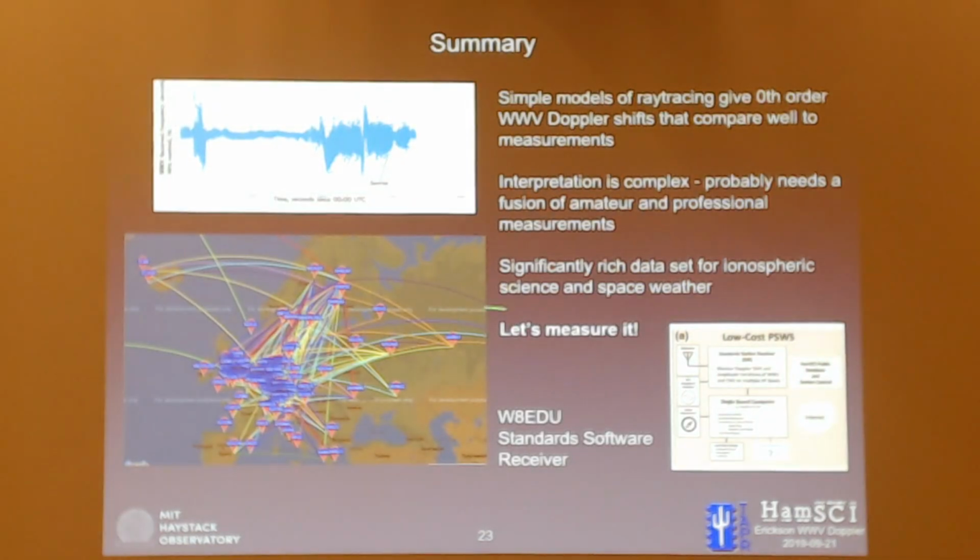So the nice thing is, think about hundreds or thousands of these Doppler receivers on WWV or some other path. And think about the fact that we're going to get all of this data that we haven't really had before because we don't do this with professional networks, especially if we fuse it with the professional information we already have that has been well calibrated because people have spent a lot of time on it. This is a very rich data set, even at this simple measure, the Doppler shift, for ionospheric science and space weather, so we should measure it with things like the standard software receiver that was introduced yesterday.